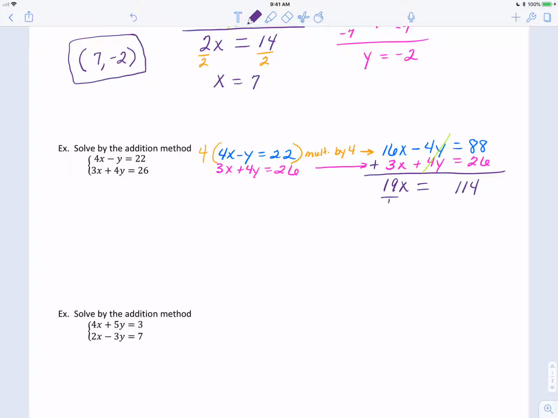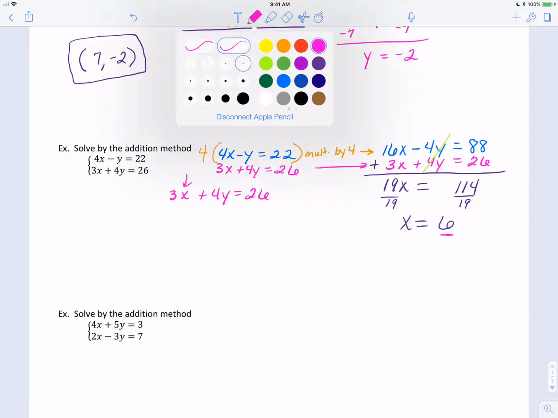Then we divide both sides by 19, and we get x is equal to 6. All right, well, now that we know what x is, it's really easy for us to go and substitute that back into one of our original equations and solve for the y variable. So I can take either one of those equations, it doesn't matter which one, and I'm just going to substitute this x in for the x in that equation and go solve.